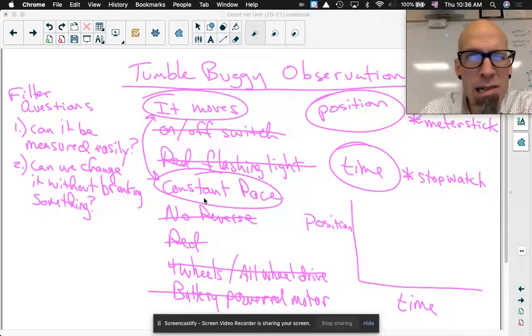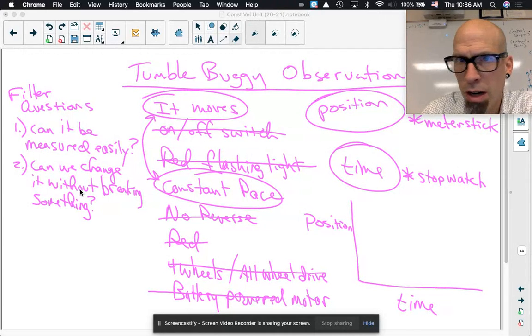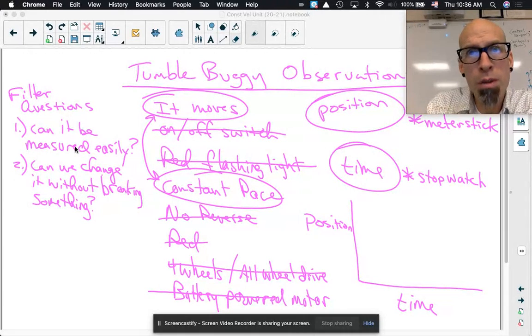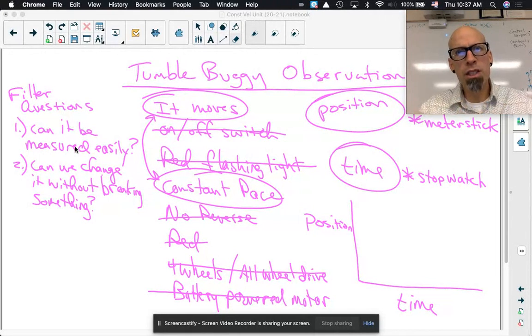Okay. Then we start looking at the rest of the list, and somebody said constant pace. Well, yeah, it looked like it was a pretty steady go of it. And then we said, well, how can you even tell that? And they were talking about time. Oh, so time can be measured as well. Does time change without breaking it? Well, yeah, time changes for everybody all the time. You can't stop time. It just goes. So can you measure how long it took to get to certain positions? Oh, now we may be onto something. So we can mark out some positions and then measure how long it takes to get to those positions.